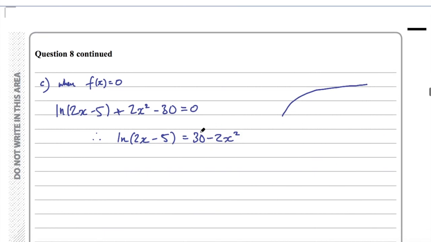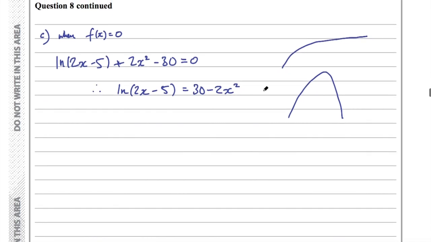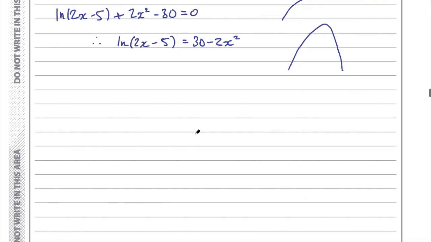And this is just a quadratic, and we know what a quadratic looks like. We also know it's a negative quadratic because we have this negative 2 before the x squared. So remember, a negative quadratic is upside down like this. So we can use our knowledge of those two things to say there'll be only one intersection point. So let's draw a quick graph.